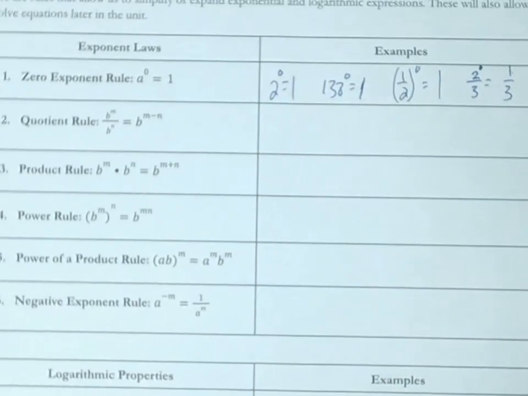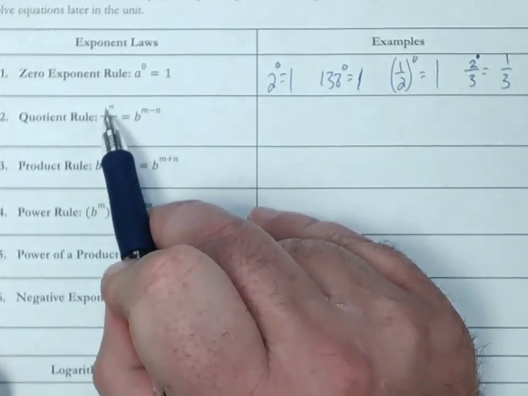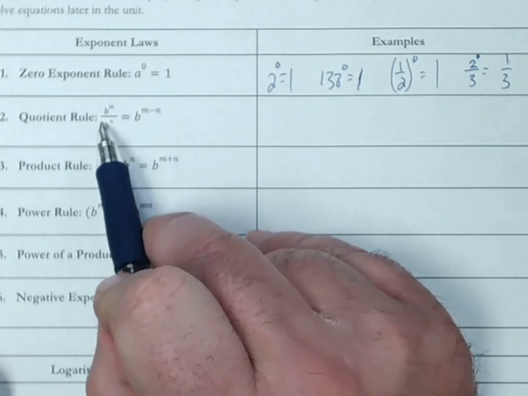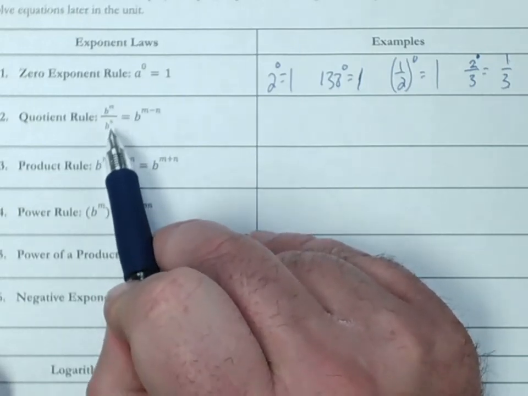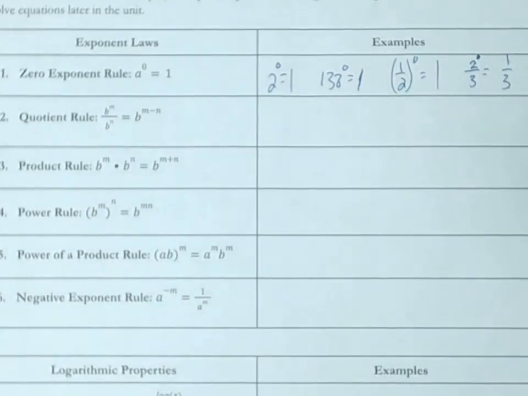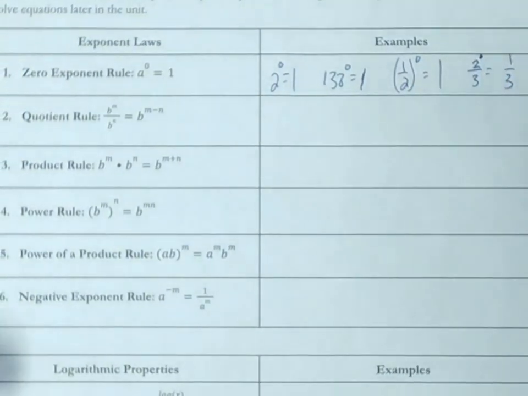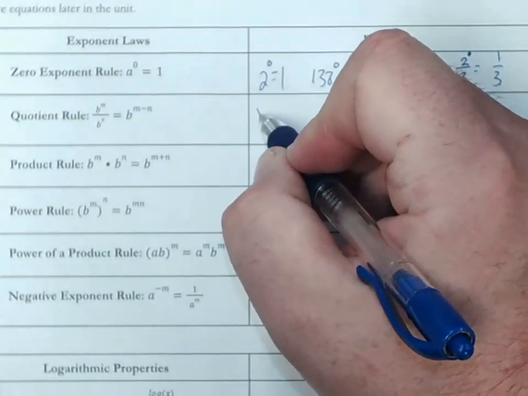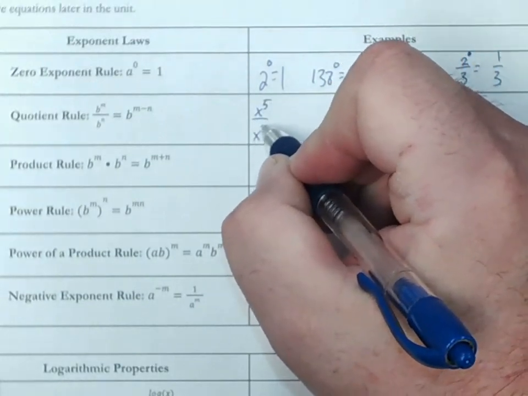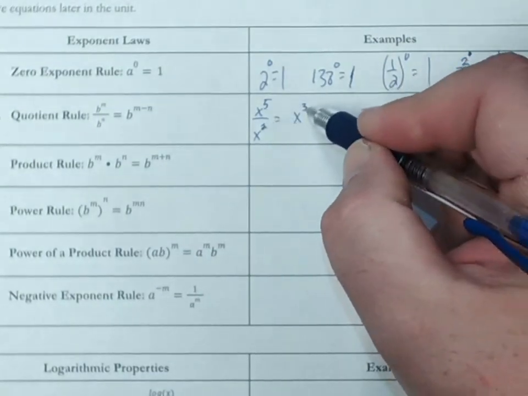The second rule, we call it the quotient rule. It has to do with dividing two exponents, two exponential expressions that have the same base. See how it's b in both of these being raised to an exponent? And what we're doing is dividing two expressions with that b base. Well, what the law says is you can simplify that by simply subtracting the exponents, right? For example, if I had x to the 5th over x squared, that would be x to the 3rd. 5 minus 2 is 3.